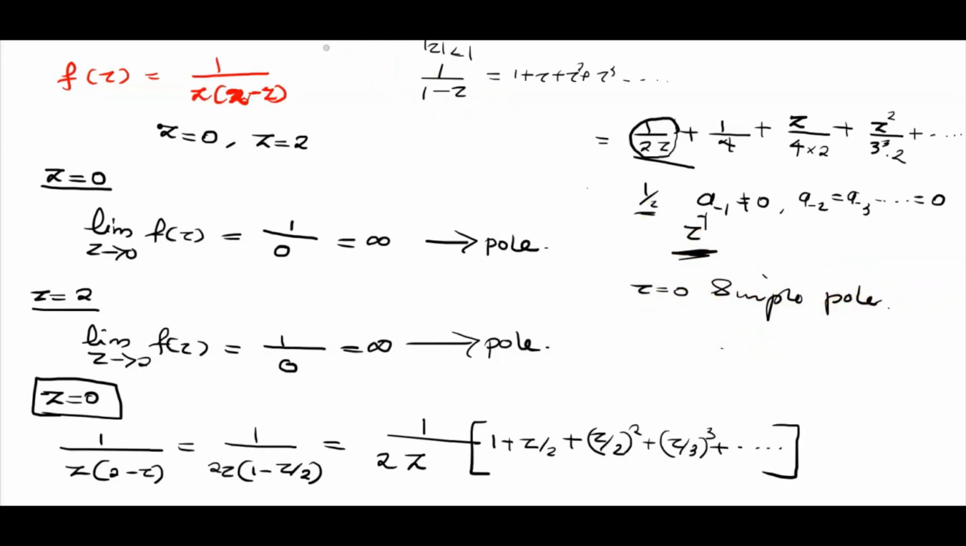Similarly, we can find the Laurent series expansion about z equal to 2 in a deleted neighborhood of z equal to 2. We can always define the Laurent series expansion about z equal to 2, and z equal to 2 is also a simple pole.